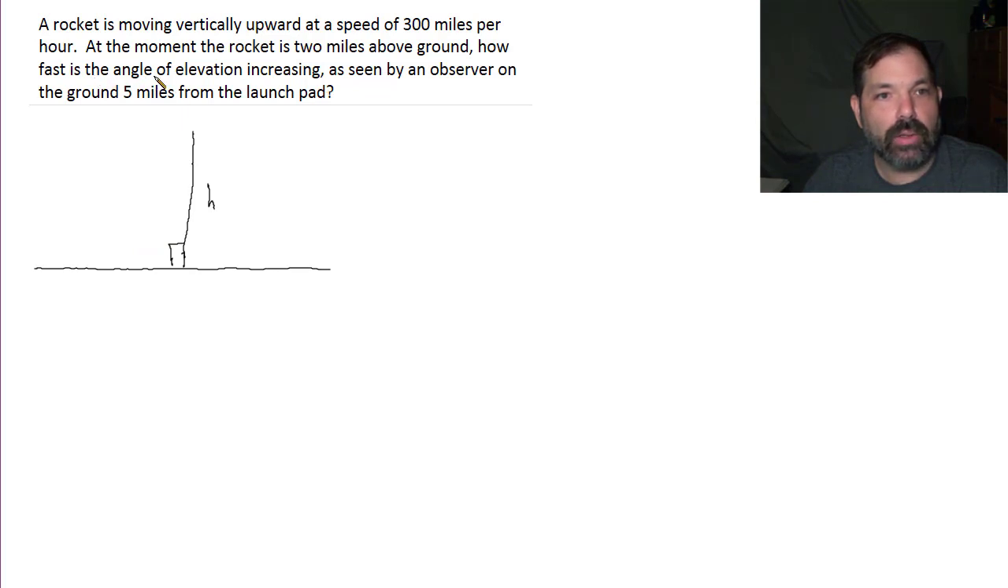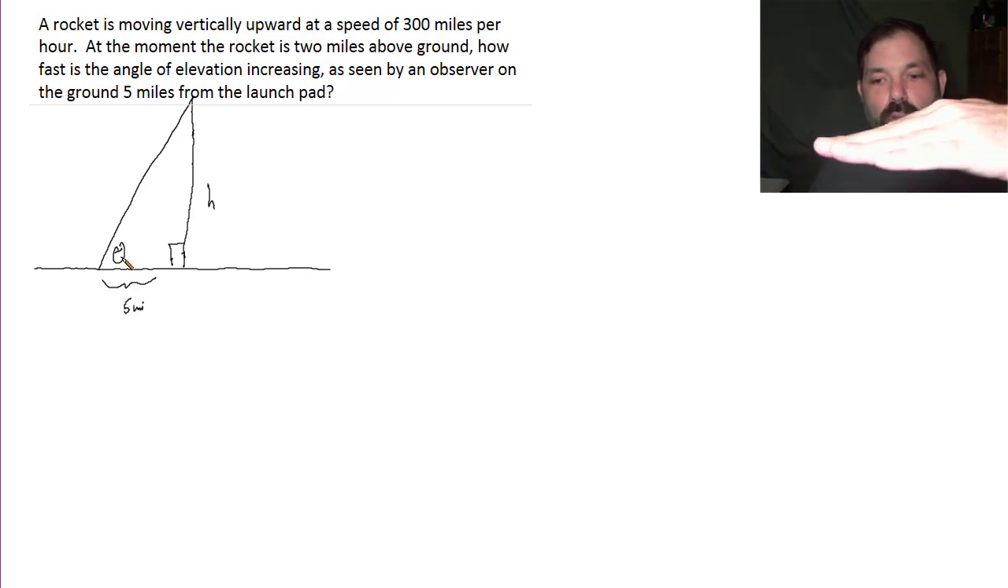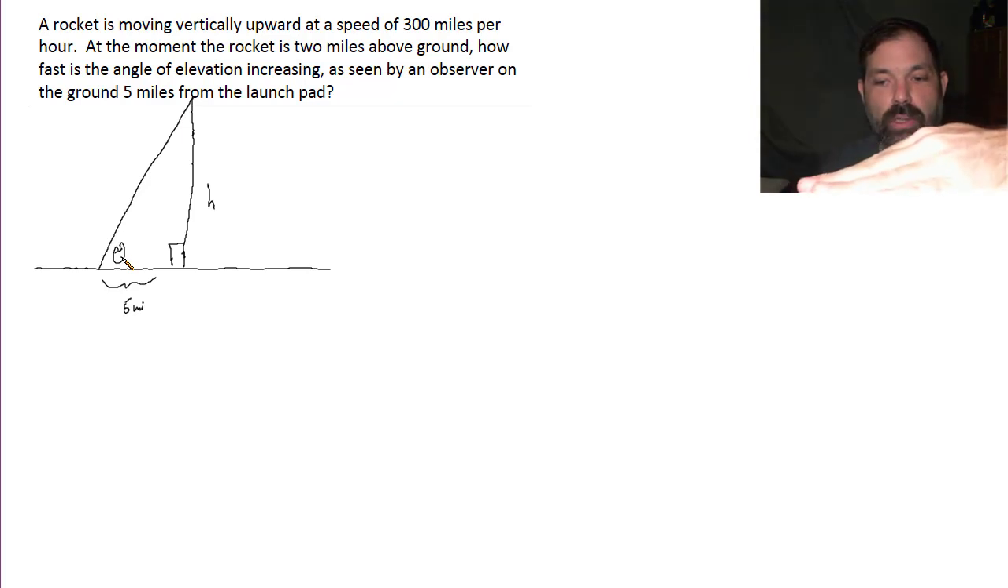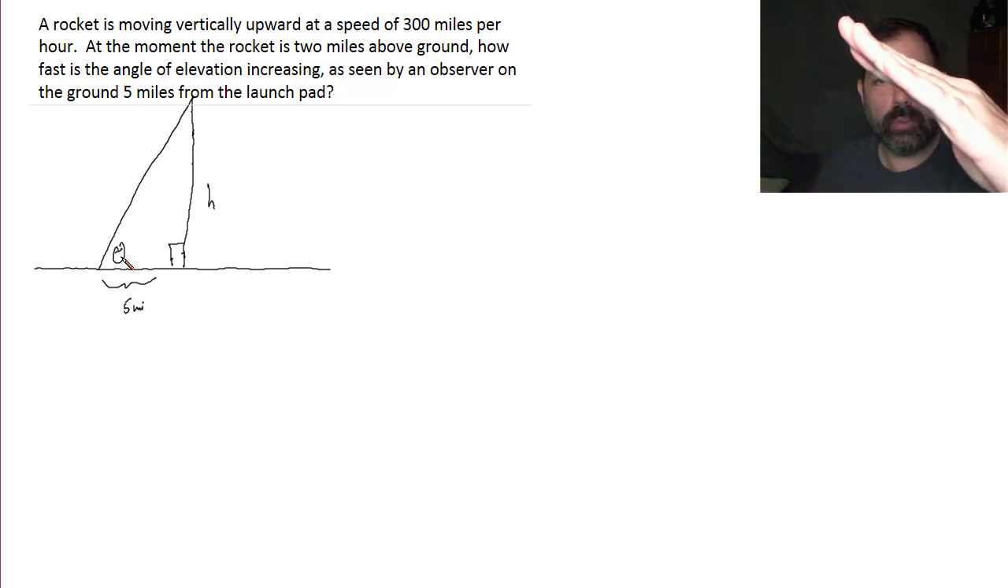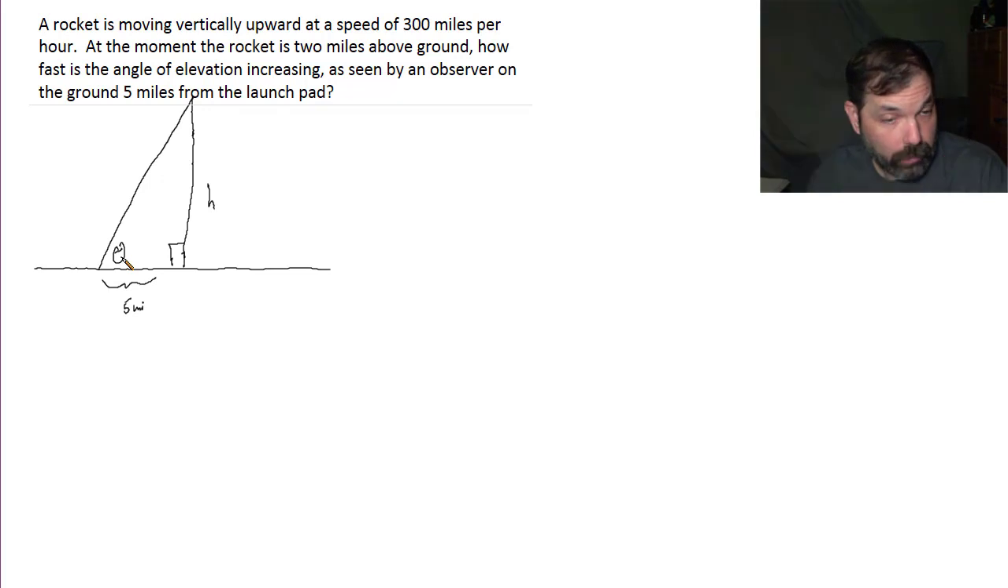How fast is the angle of elevation increasing as seen by an observer on the ground 5 miles from the launch pad? So here's my triangle, and we know that this distance is 5 miles, and here's the angle. Remember, angle of elevation is if we're at the horizontal looking up, right? So that's the angle of elevation, from horizontal up to the point that we're concerned about. So there's my angle of elevation.